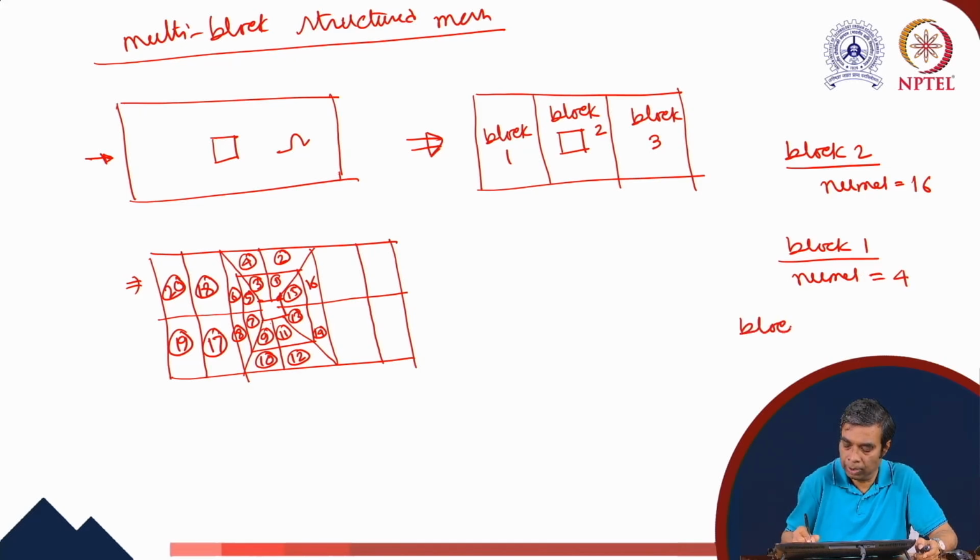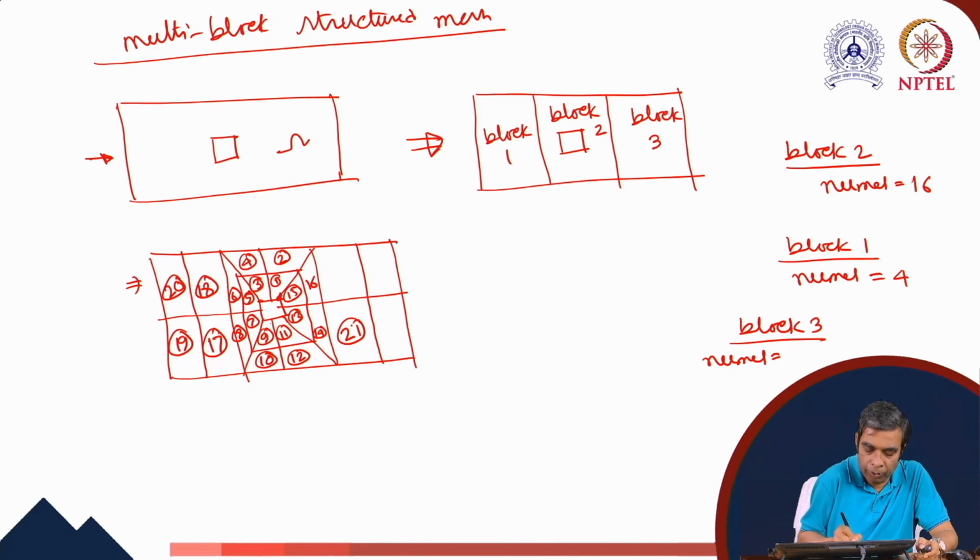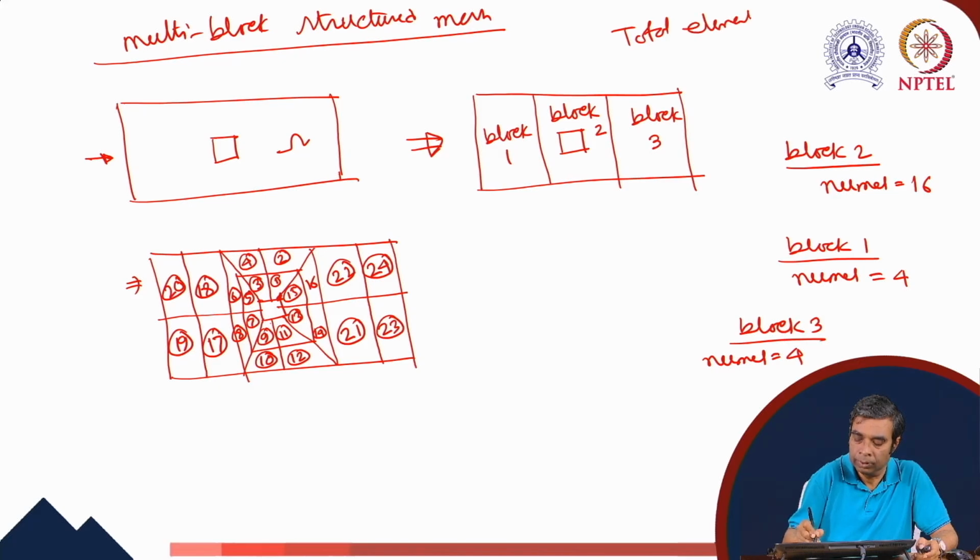Now we shall move to the last block, block 3. In block 3, we have again 4 elements, so the numbering will start after 20. So we have 21, 22, 23, and 24. So here we have total elements in the mesh equal to 16 plus 4 plus 4. We have total 24 elements in this mesh.